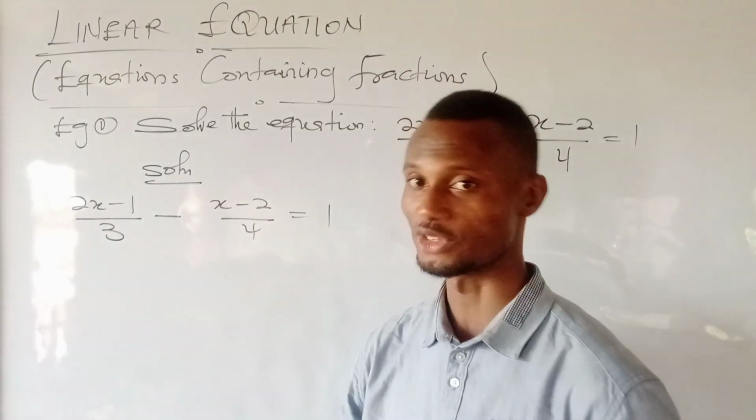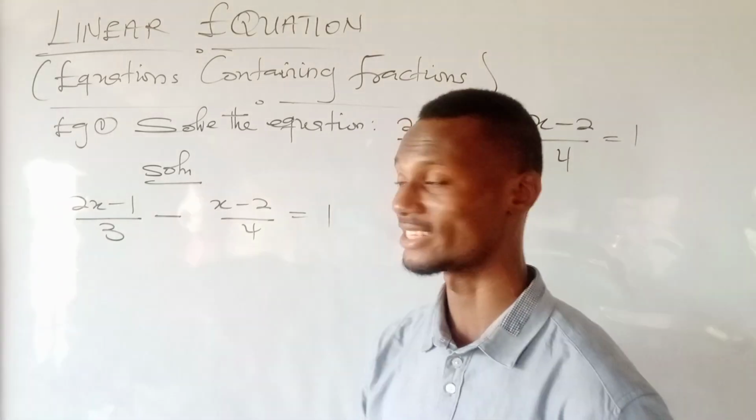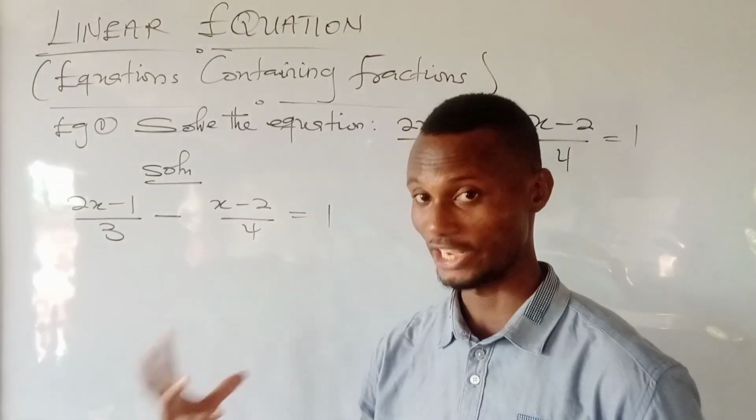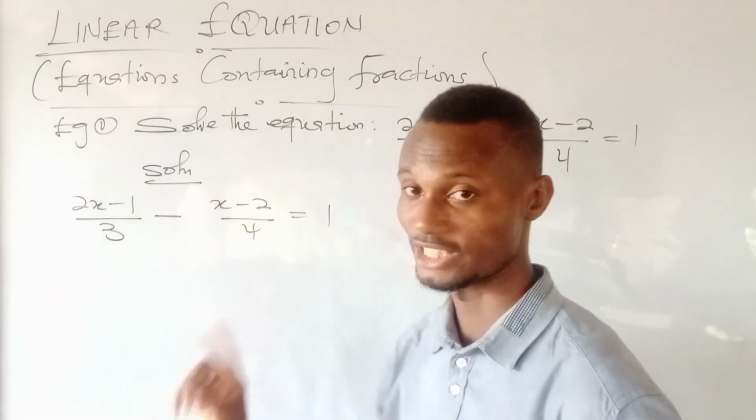Go through the process that I taught you for finding the LCM of numbers, and if you do it correctly, you realize that the LCM for 3 and 4 is 12. So this equation, we will multiply through by the LCM, which is 12.